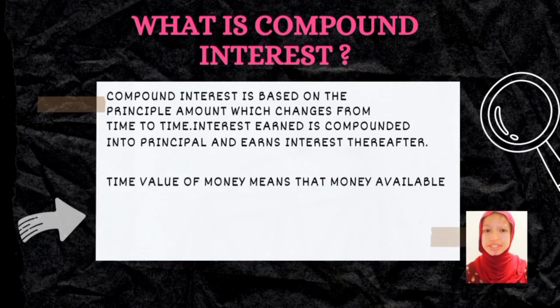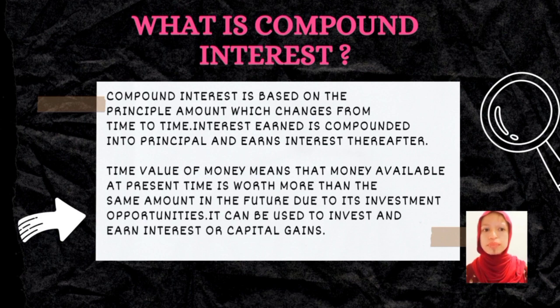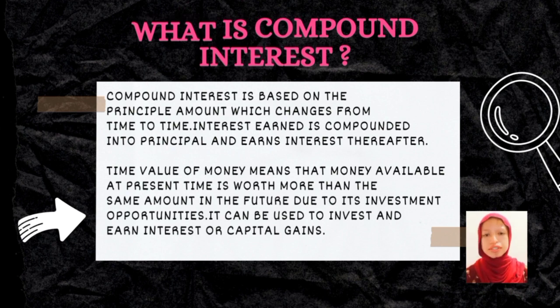What is compound interest? Compound interest is based on the principal amount which changes from time to time. Interest earned is compounded into principal and earns interest thereafter. Time value of money means that money available at present time is worth more than the same amount in the future due to its investment opportunities. It can be used to invest and earn interest or capital gains.